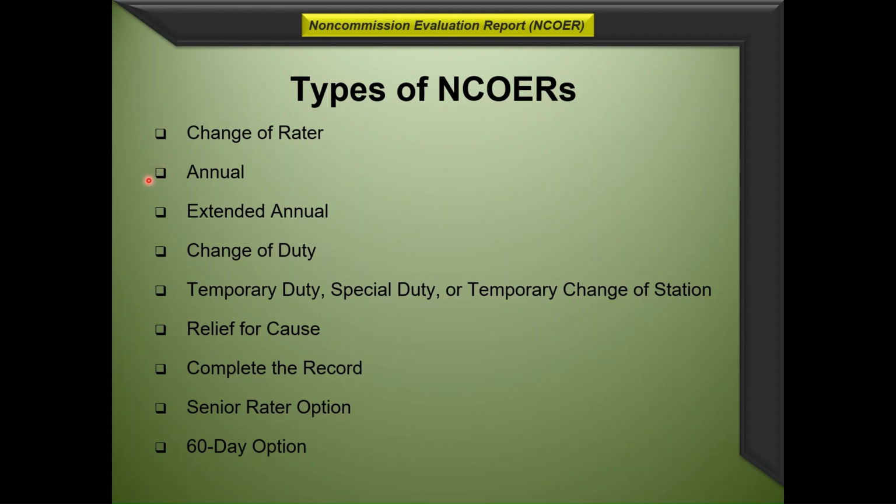An annual one is probably the most common one. Every 12 months, an NCO is required to have an evaluation report done. So just keep that in mind. This is the most common one. Then we have the extended annual.